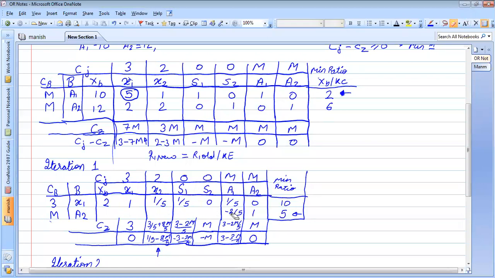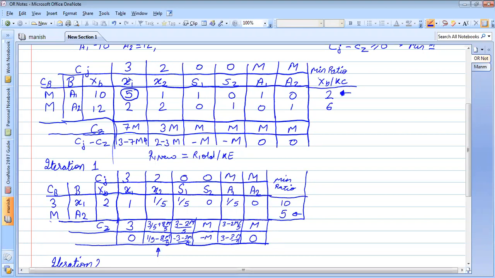For row 1, is it clear to everybody? Yes, sir. Okay. So for row 1, what you need to do is just divide it by the key element. Now for row 2, I need to find these values.